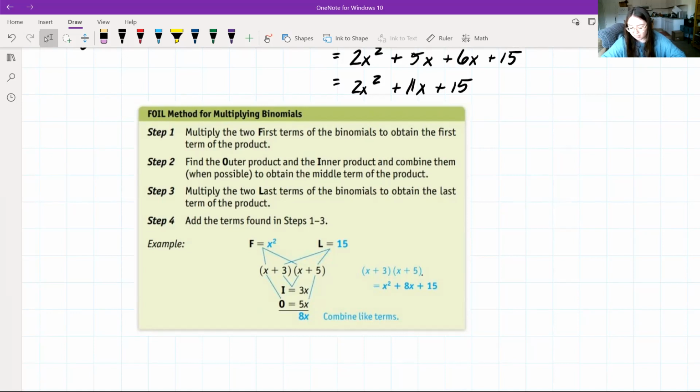So an example would be something like x plus 3 times x plus 5. Our first terms will be x times x, which is x squared. Our last terms will be 3 times 5, which is 15. Our inner terms will be 3x, and our outer terms will be 5x. So we'll have 3 times x and x times 5. And we can combine them at this point, or we can wait until the end. It would be up to you. And we would get 8x in that case, so that our product would be x squared plus 8x plus 15.